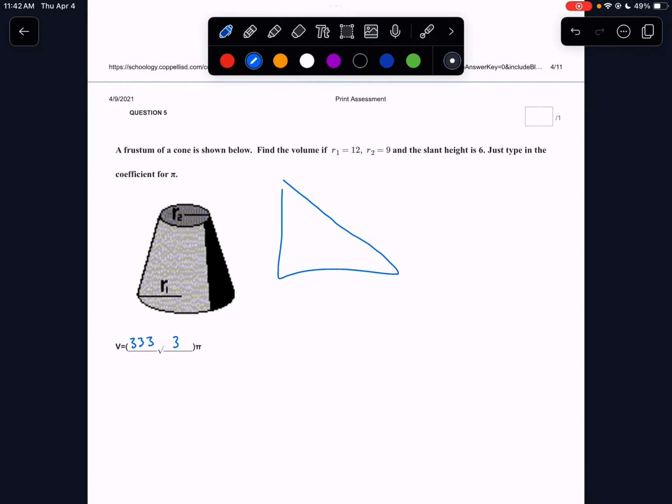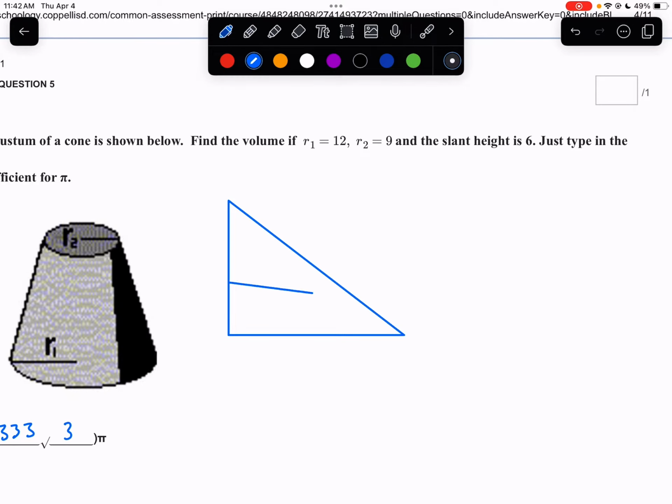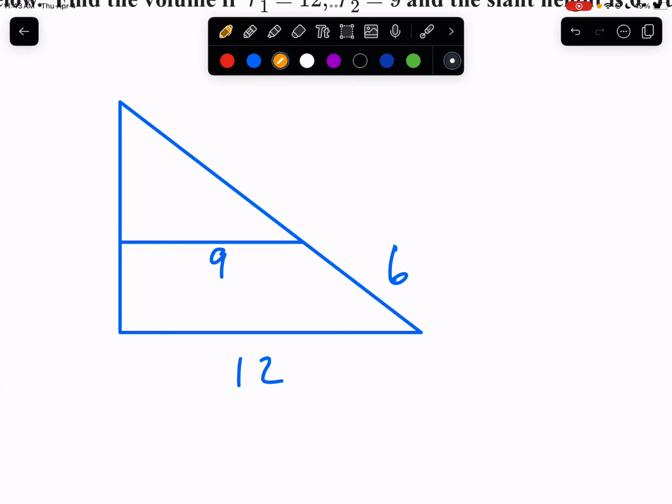I'm going to do this pretty quick. This strategy never changes. We draw this cross section. We draw this bar. This bar represents the small radius. The bottom is the big radius. So they tell us big R is 12 and small r is 9, and we have a slant height of 6. Anytime you have a slant height, it's going to be more work. You are trying to find this height, which is the exact same thing as this height.